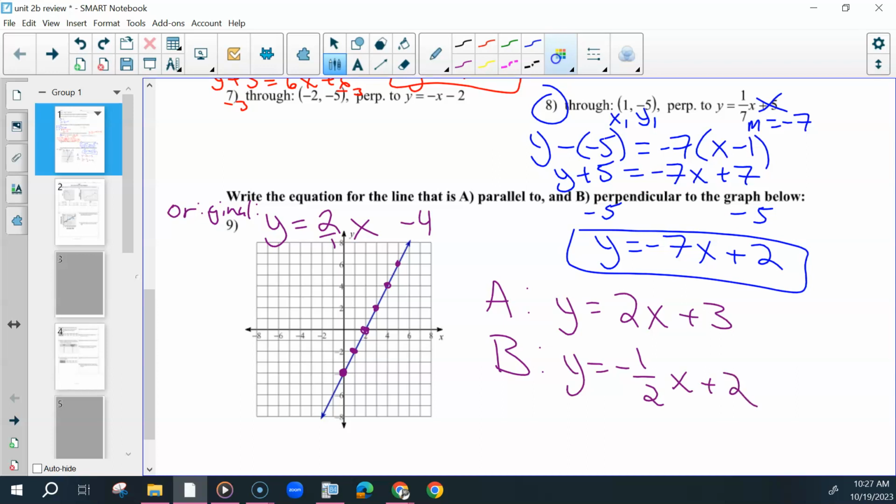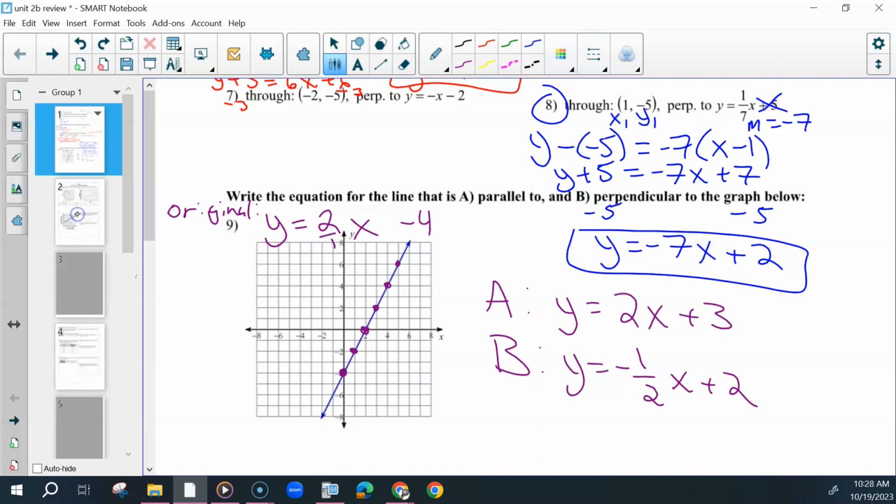So find your original, figure out your y-intercept, count your slope, find your points. Find an equation that's parallel, has the same slope but different y-intercept, and perpendicular: negative reciprocal slope, whatever y-intercept you want. Go on to the next page.